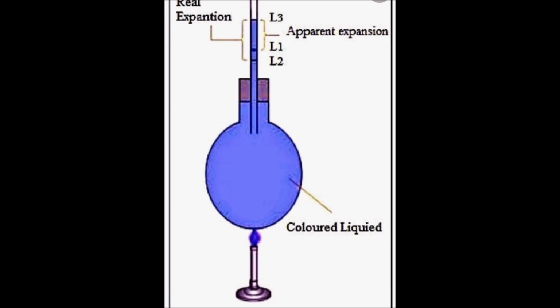Is it clear? Now the difference between the levels L1 and L3 is called apparent expansion. The difference between the levels L2 and L3 is called real expansion. In this way, we have to calculate the real and apparent expansion of the liquid. The real expansion is always more than that of apparent expansion.